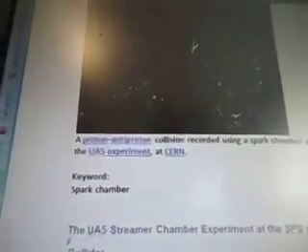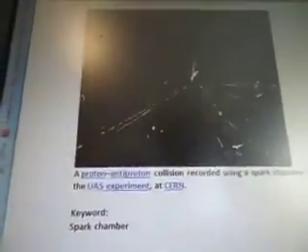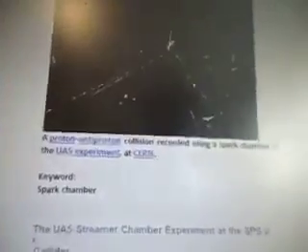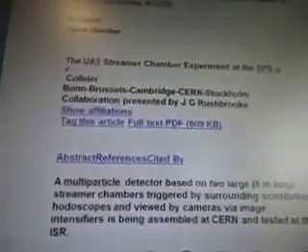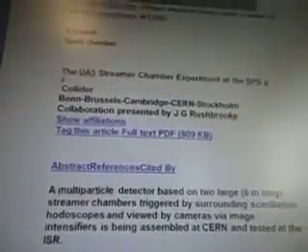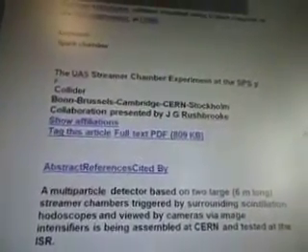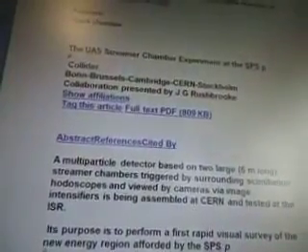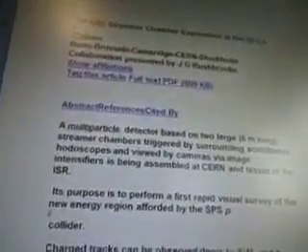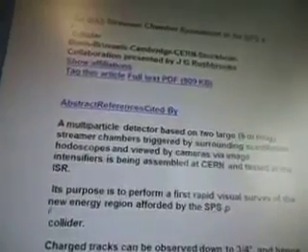And then CERN and Janet Conrad find a particle mass with that splits. Again, that's on my website as well. And I got a proton-antiproton collision recorded using a spark chamber at the UA5 experiment at CERN. Keyword was spark chamber. And then a PDF file comes up, the UA5 streamer chamber experiment at the SPS Collider in Bonn, Brussels, Cambridge, CERN, Stockholm. Collaboration presented by J.G. Rushbrook.